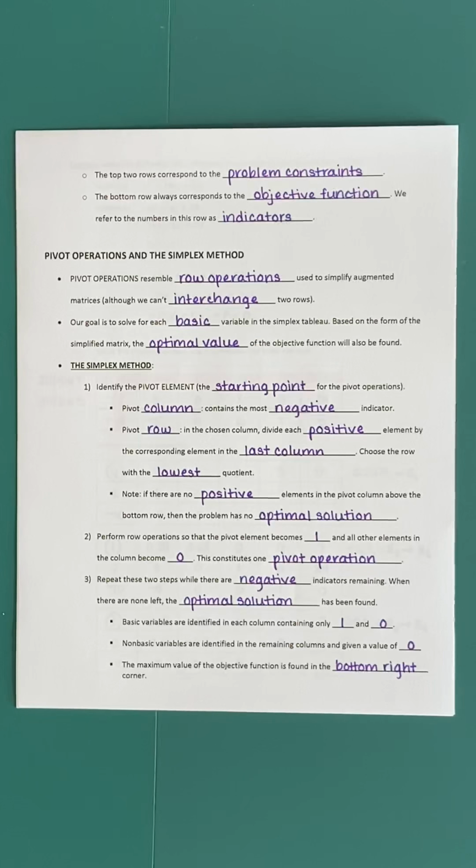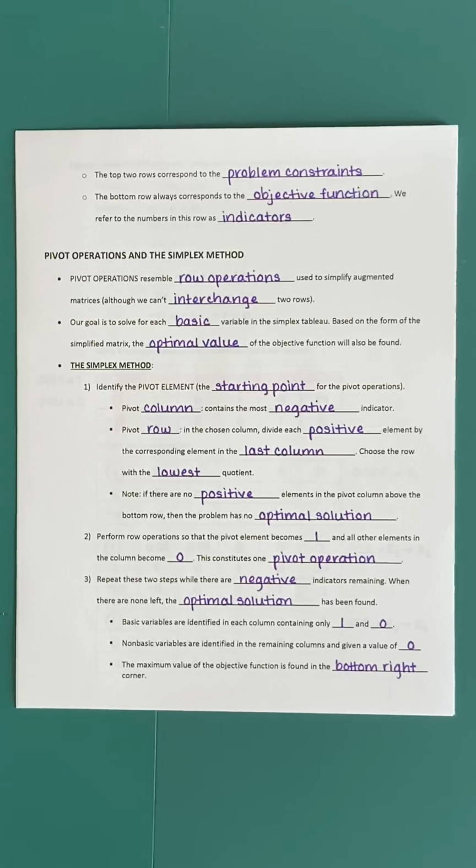That's going to result in a few different values depending on how many rows we have in that column. Each of those values, we're going to take the quotient and compare. We want the row that has the lowest quotient. Whichever row has the lowest quotient after that division, that's going to be our pivot row.